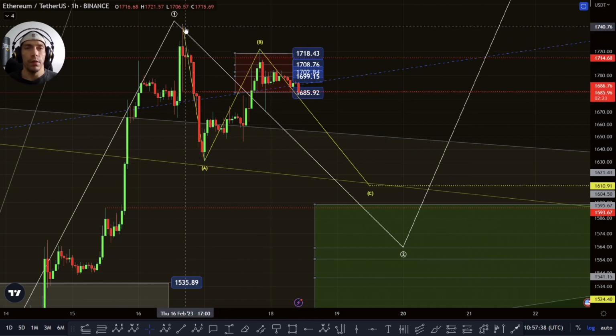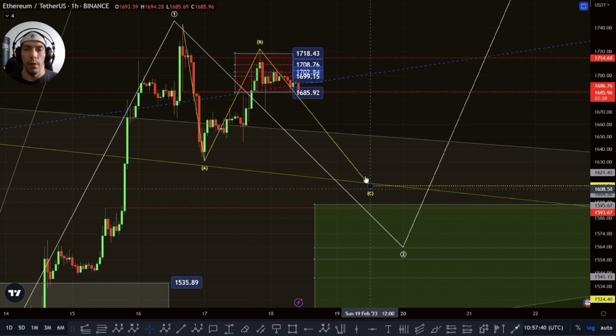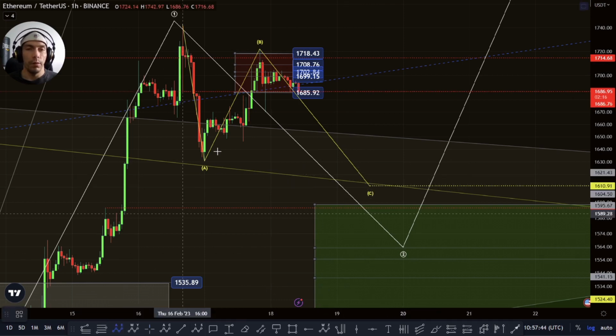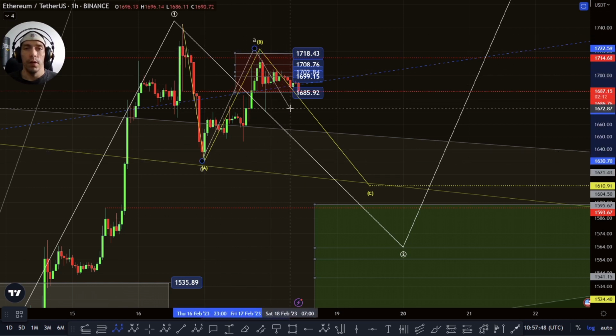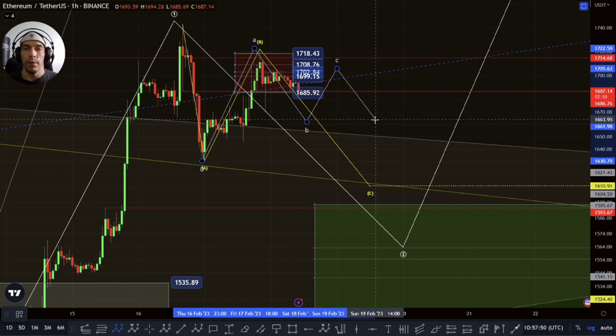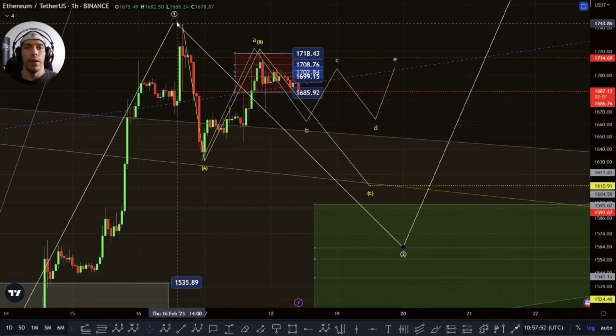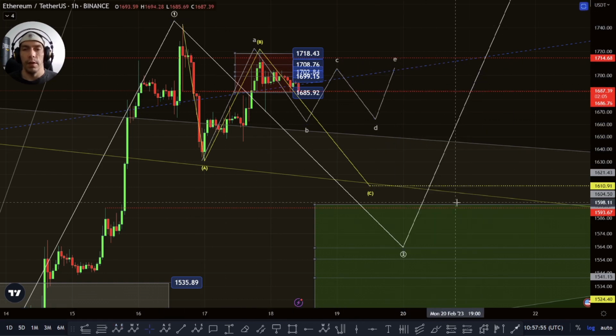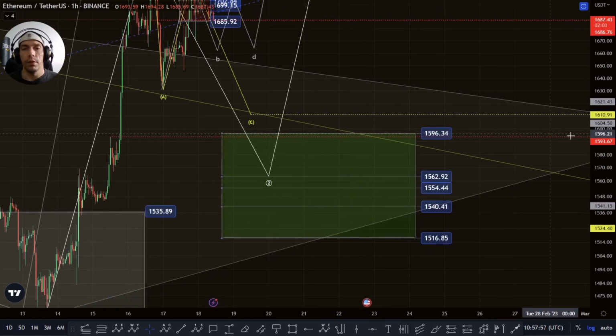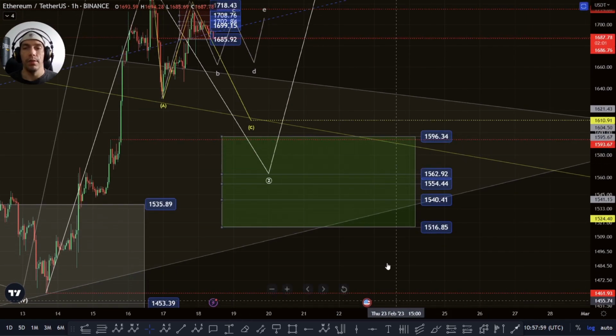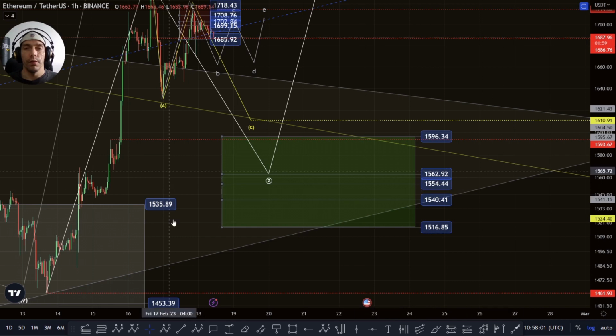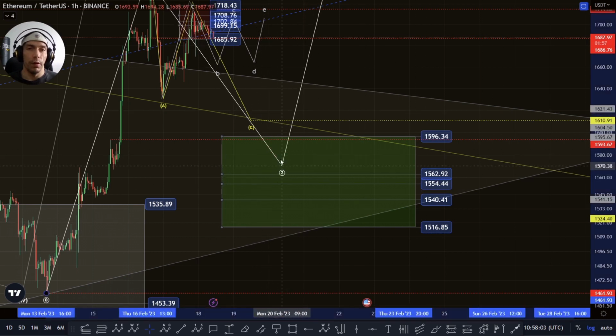So we can still look for the potential to drop down here for a C wave. The other thing we need to be aware of is when we were looking for this potentially as a triangle this way, we can also argue that we could see a triangle develop in the B wave, where this becomes an A, this becomes a B, and then we'd still look to push down. So that target for that wave 2, typically speaking, would be this 1596 down to this 1516. So this would be a zone we're looking out for.